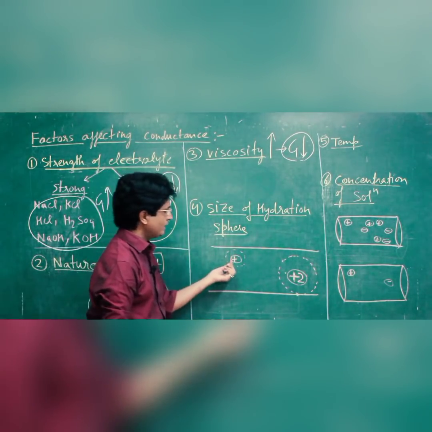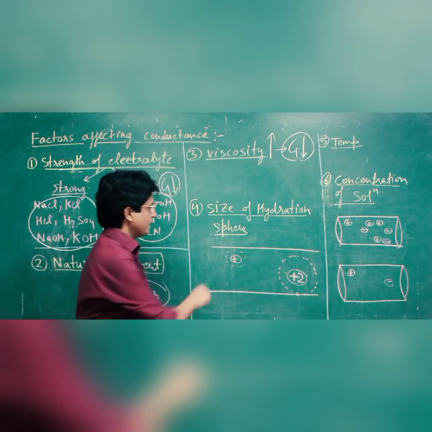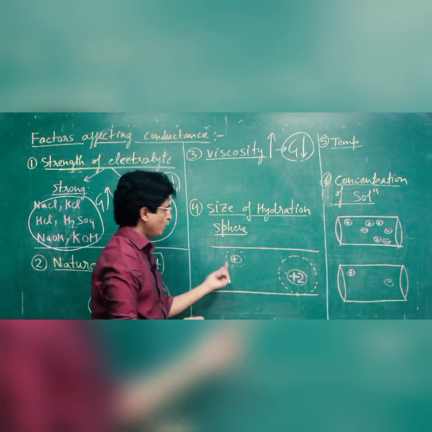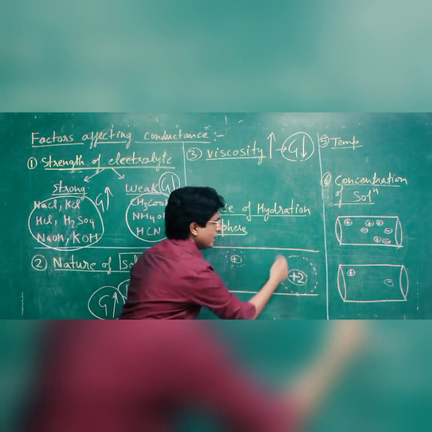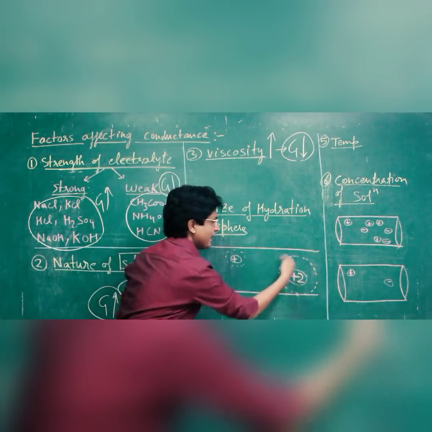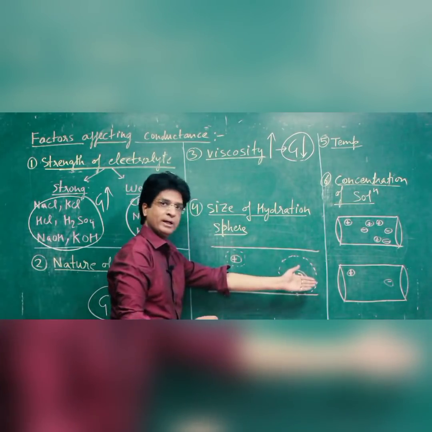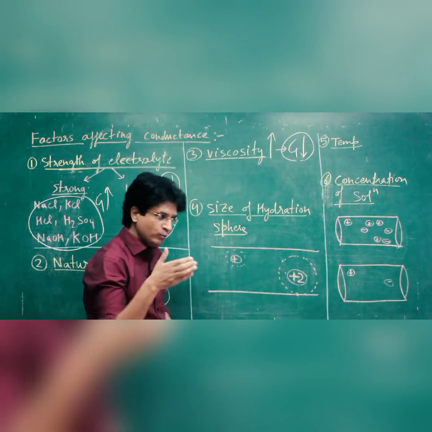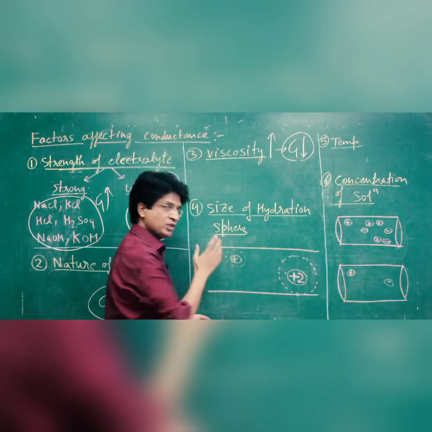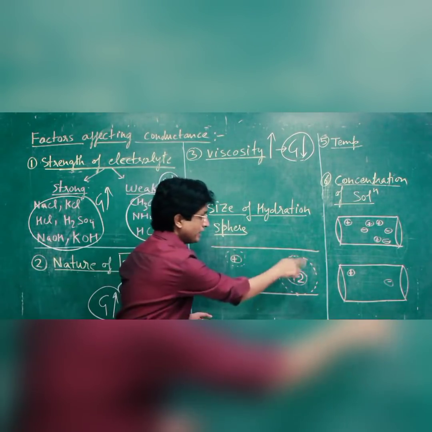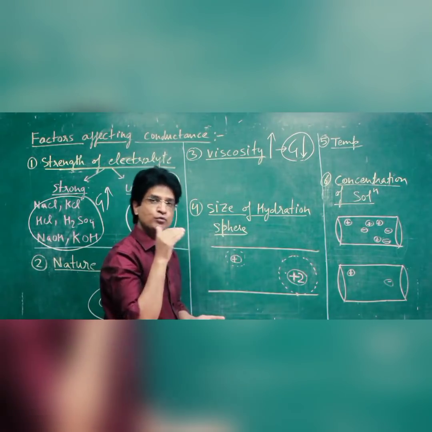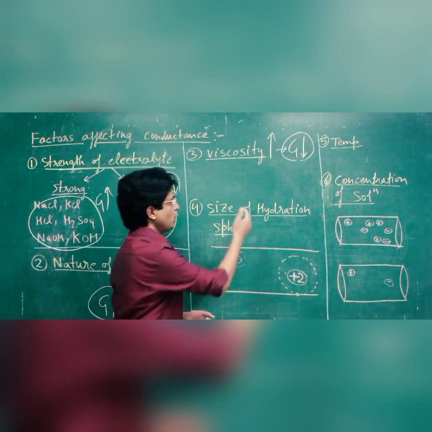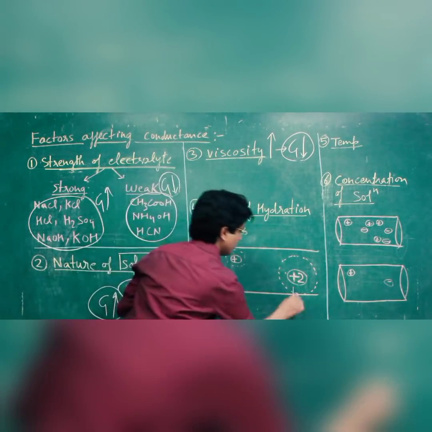Now come to the fourth part, size of hydration sphere, very, very important. When the ions go in water, depending on their charge density, the hydration sphere size will also differ. More is the charge density, more is the size of hydration sphere. Now, bigger the size of hydration sphere, slower will be the movement. I'll take again the analogy of traffic. A bike can move faster in a traffic jam. Smaller hydration sphere can move faster. But a truck will take more time, it will move slowly. So bigger the hydration sphere, slower the movement of the charge, lower will be the conductance.